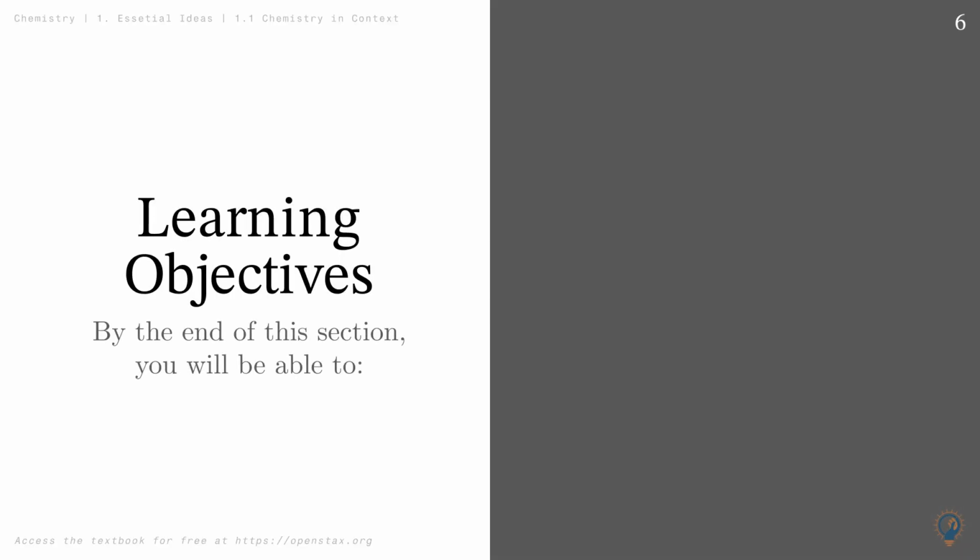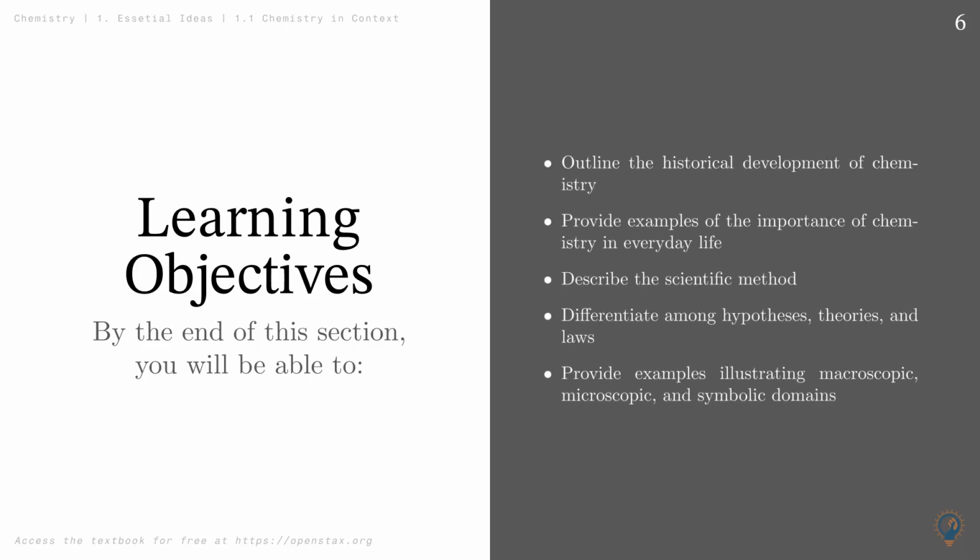Learning objectives. By the end of this section, you will be able to outline the historical development of chemistry, provide examples of the importance of chemistry in everyday life, describe the scientific method, differentiate among hypotheses, theories, and laws, provide examples illustrating macroscopic, microscopic, and symbolic domains.